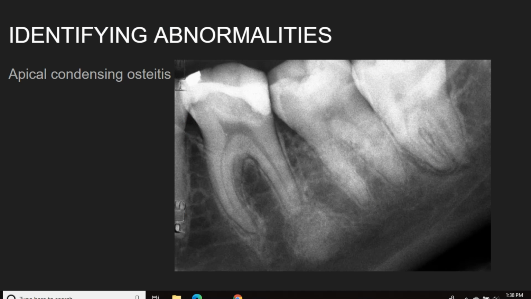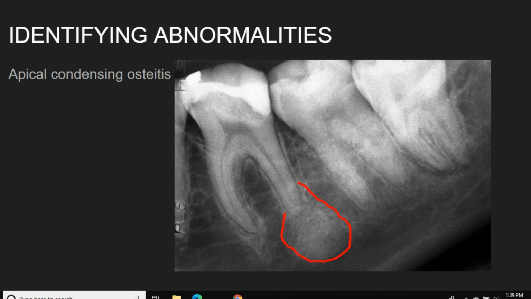This image is apical condensing osteitis. This is a radiopacity found below the apex. So in the same general areas that we've been seeing our previous abnormalities, but this one is a radiopacity. So this area I'm tracing here.